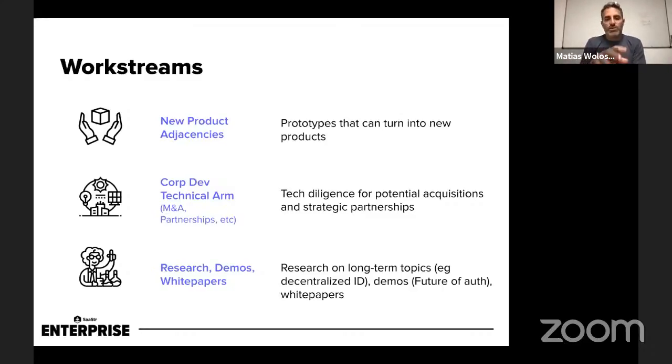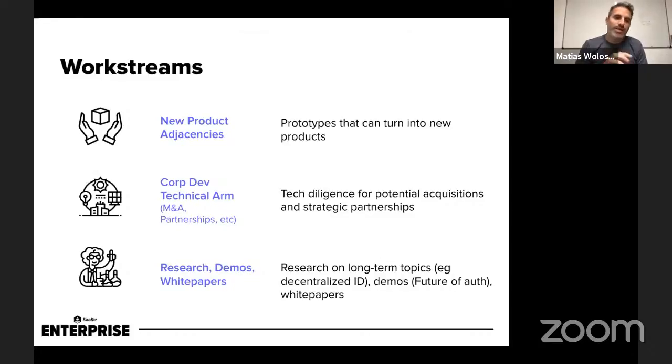But we also do this, as I said before, corporate development, technical arm. If there is a potential M&A or partnership that requires that we get involved in some technical decisions, we also do some of that, and it's more opportunistic. That's why it's probably like 10% of the time for a team.